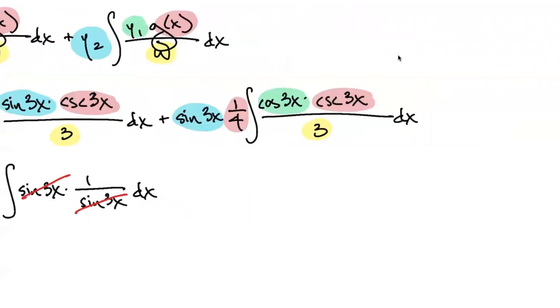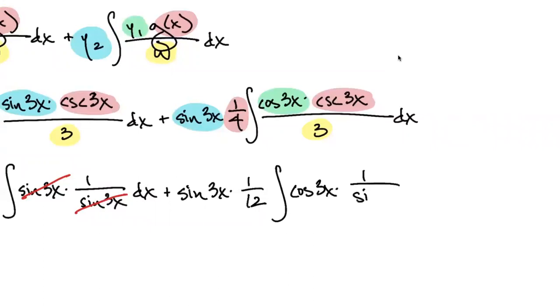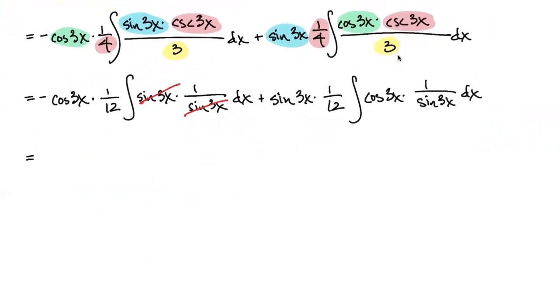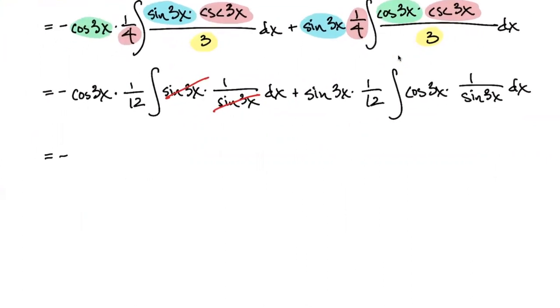All right, let's take a look at the second one. How does that one clean up? I'm going to do the same thing. I'm going to bring this 3 out to the front, so instead of a 1/4, I'll have a 1/12. I'm going to write this as cosine 3x times 1 over sine 3x dx. And now let's see what we can do. So I end up with negative 1/12 cosine 3x times the integral of 1, which is just x, plus I have 1/12 sine of 3x.